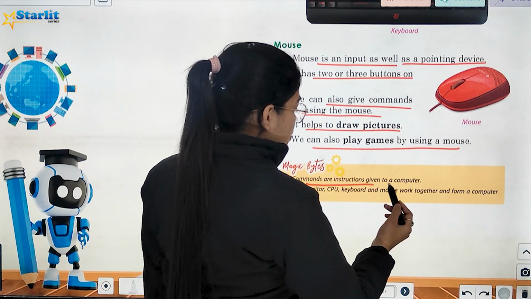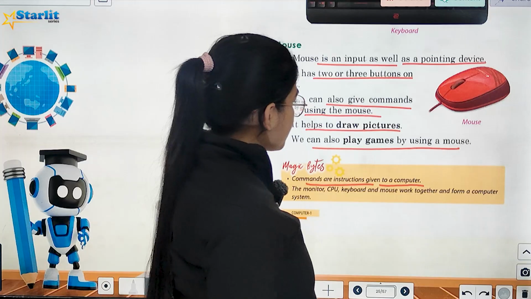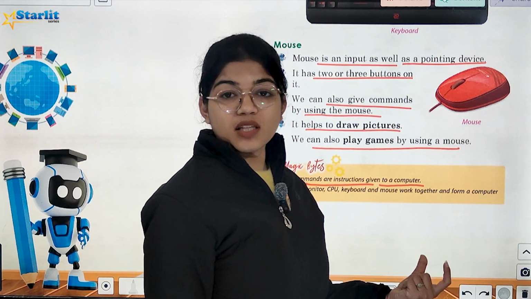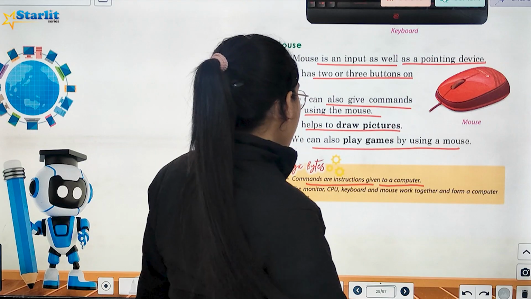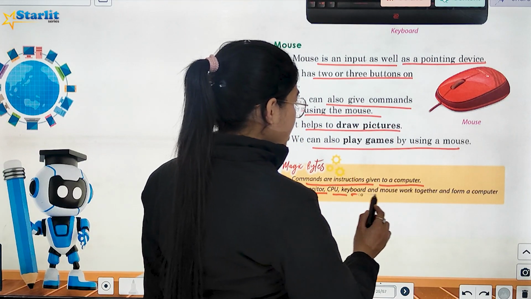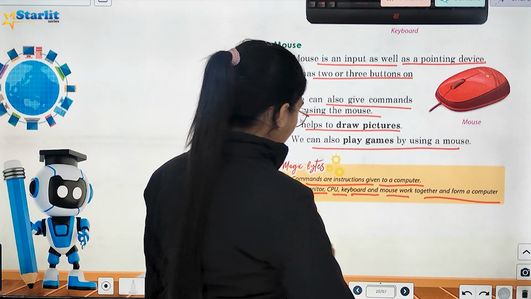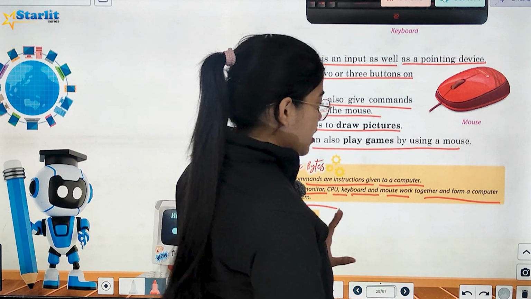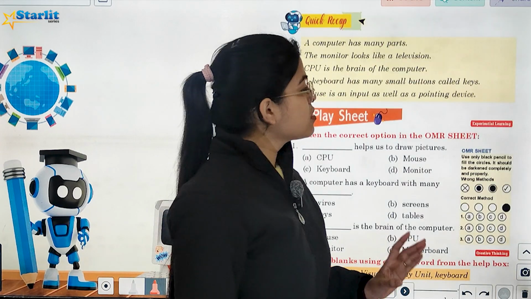See, commands are instructions given to a computer. What are commands? Commands होते हैं instructions, task जो एक कंप्यूटर को provide किए जाते हैं to perform. And the monitor, CPU, keyboard, mouse, they work together and form a computer system. इस चारों main part एक साथ work करते हैं and इनसे मिलकर ही क्या बनता है? Computer system बनता है.